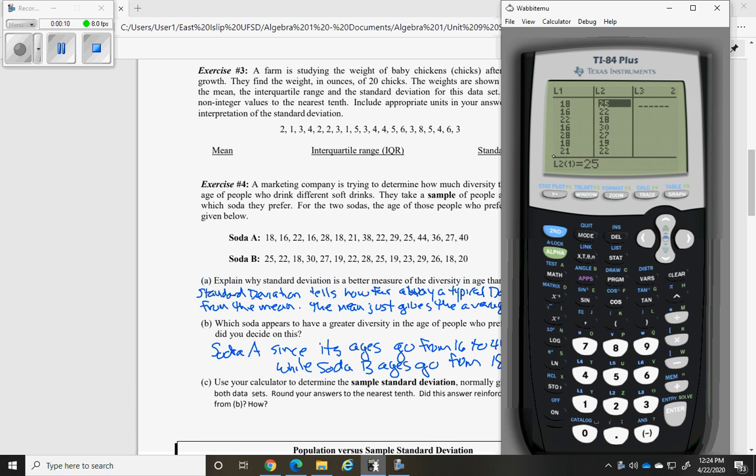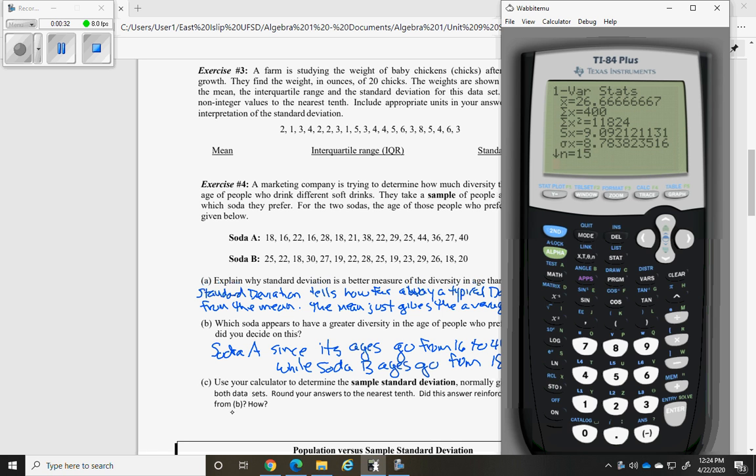We were going to use our calculator to find the sample standard deviation. So stat, calc, 1-Var Stats, use L1. And remember, sample standard deviation is the one with the S. So the sample standard deviation for soda A is about 9.1.